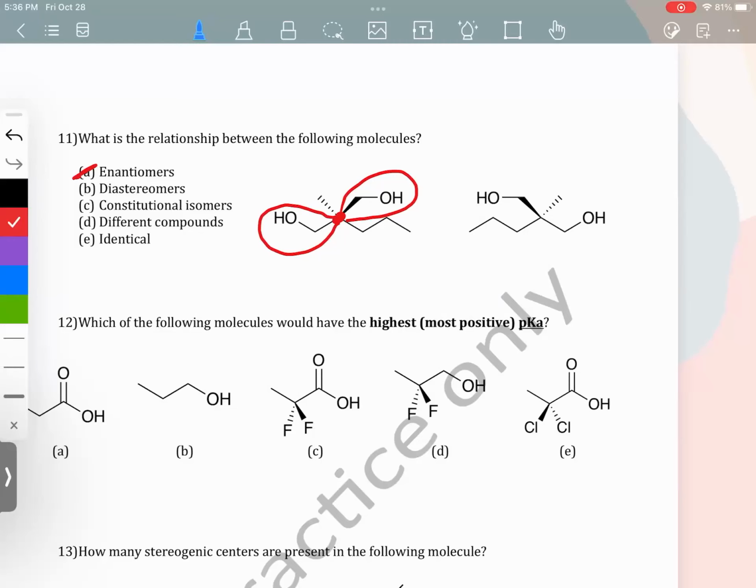Diastereomers now, those are molecules that show you cis and trans. Are any of these molecules cis and trans? Like, is one cis and is one trans? No. Both of them have trans substituents on it. So neither one is just cis, the other one isn't just trans. So that's why they're not diastereomers. C says constitutional isomers. Who remembers what a constitutional isomer is?